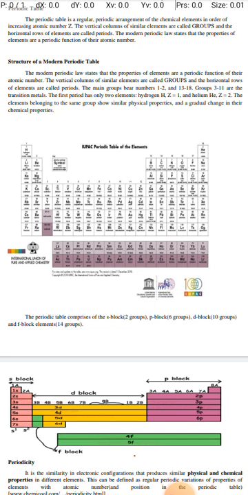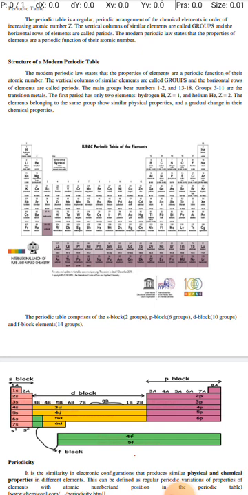Now, the vertical columns of similar elements are called groups. For example, if you look at the periodic table before me, we have hydrogen, lithium, sodium, potassium, rubidium, cesium, and francium. They are in the same group. That's a vertical column.